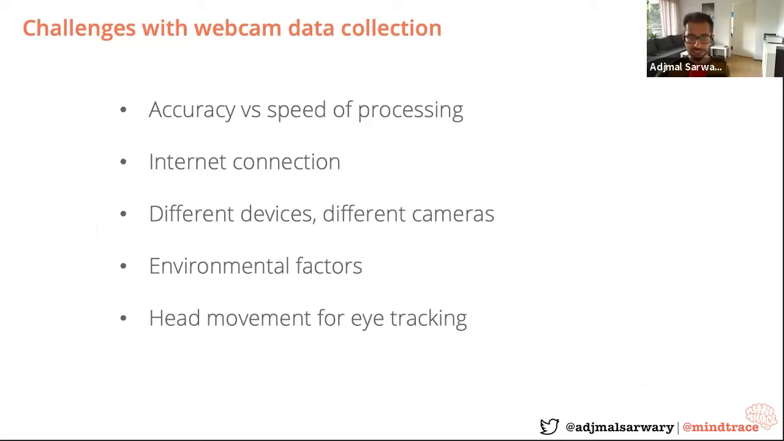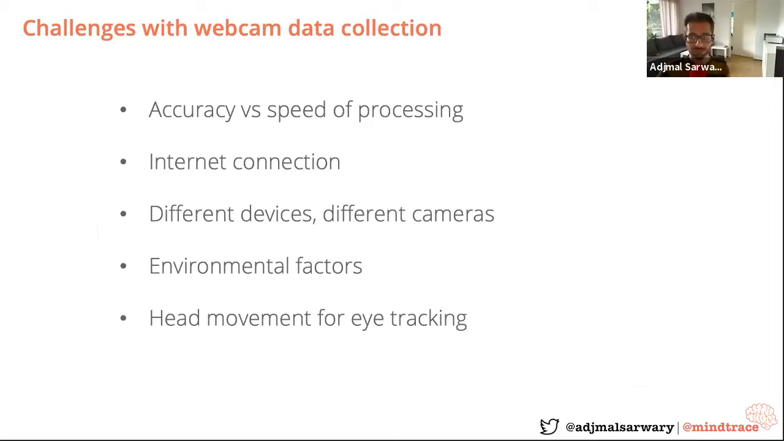This can be tricky. We've tried to take care of buffering and running through a distributed network to make sure this is not so bad anymore. You have different devices, different cameras. You have the environmental factors of the light, or maybe someone is sitting in a cafe. Well, maybe not during the pandemic, but generally people do. And maybe they think I should now participate in an online experiment.